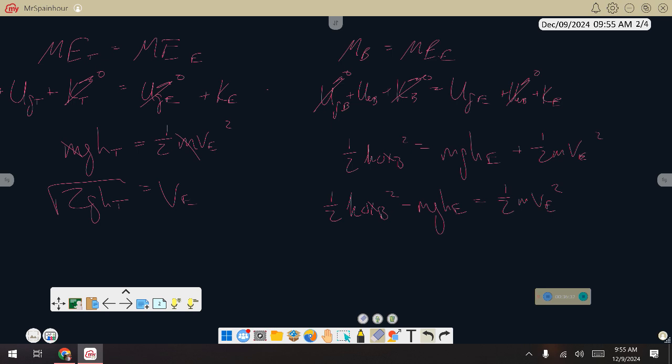Then I would multiply the whole thing by 2. I would do this on another line, but I'm just going to try to go quick here. I divide the whole thing by m and square root the whole thing. And that's what you should end up with. And if you've done this correctly, you should end up with the same thing.